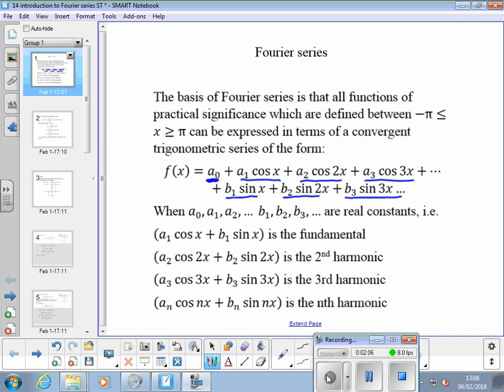So all these constants, A0, A1, A2, B1, B2, etc., are real constants. Multiply x by 2, we've got the second harmonic, by 3 the third harmonic, and we can go for as long as we like to the nth harmonic. Okay, so what we're going to be having a look at this week is how we determine these constants, A0, A1, A2, B1, B2, and so on. Okay?